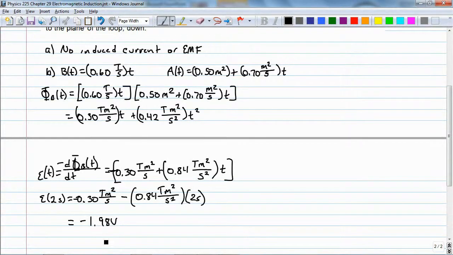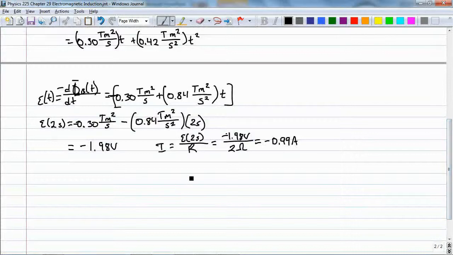And my current is just going to be equal to my induced potential at my value of 2 seconds over the resistance, which was 2 ohms. And that gives me about minus 0.99 amps.